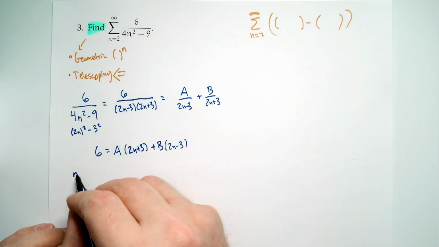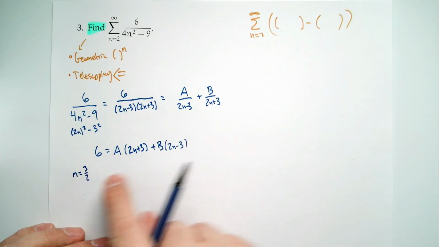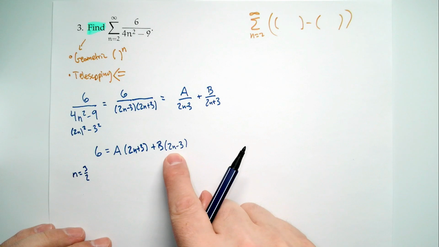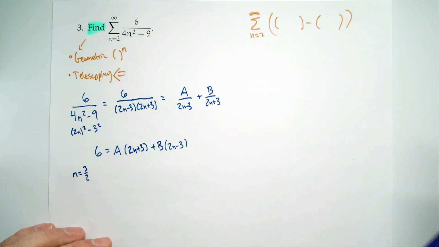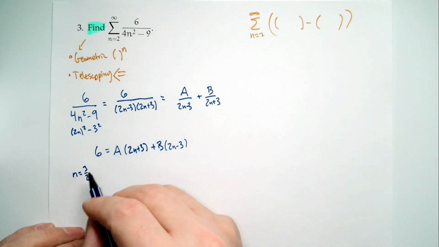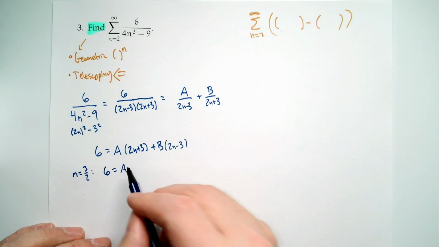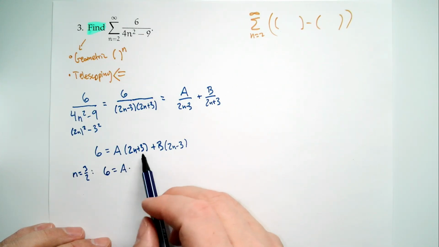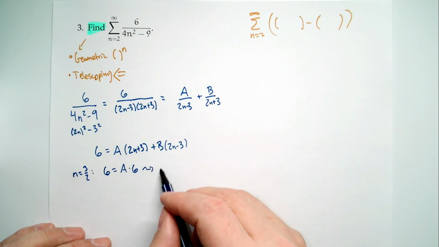Suppose we choose n equals 3/2. Well, why that value? Well, 2 times 3/2 is 3. Subtract 3 is 0. And remember, 0 is a friend. So, if we choose that, we get 6 equals A times, and here we'll get 3 plus 3, which is 6. And that term drops out. Which tells us A equals 1.